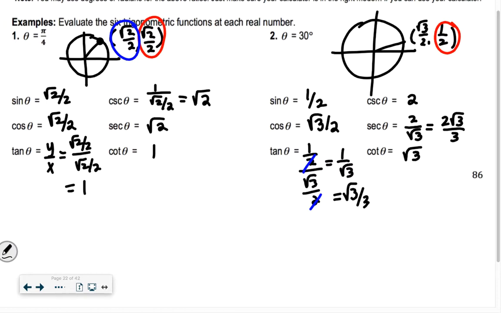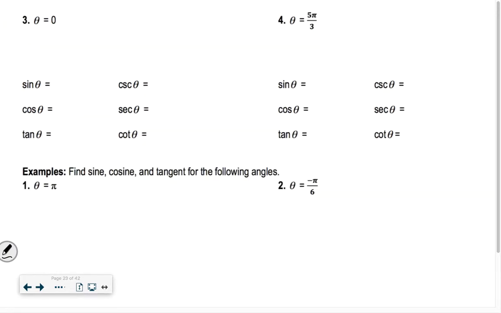Do these make sense? You get it? Some more? All right, you guys try these ones. I want you to draw it out. So if you have 0 degrees, that's over here. That's the point 1, 0. I want you to think about them. So try 3 and 4, because you're going to have a lot of these to do on your homework, so you've got to think about them.